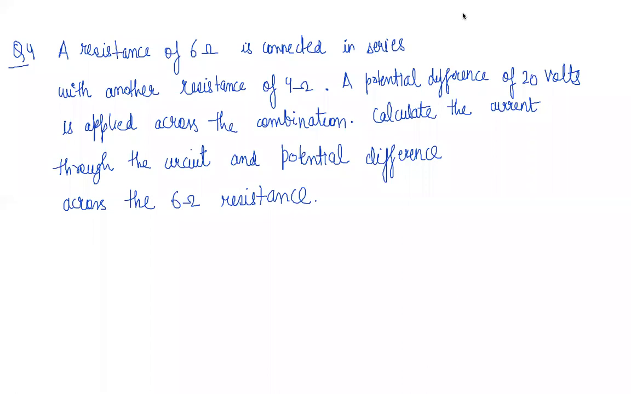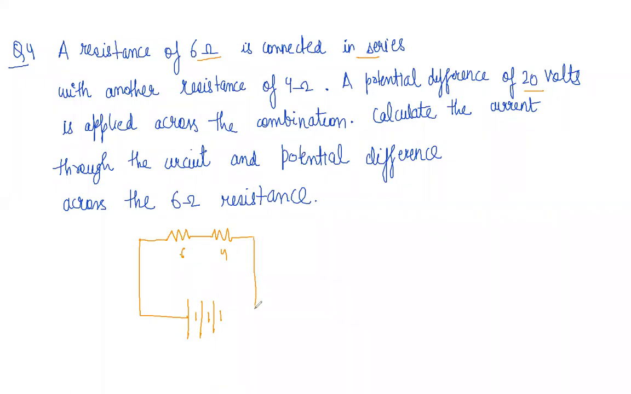See, now I will solve this question. Just see the solution. What is the question saying? A 6 ohm resistance is connected with another resistance of 4 ohm. So there is a 6 ohm resistance and it is connected with 4 ohm. This is 6 ohm, this is 4 ohm resistance. A potential difference of 20 volts is applied, and both are connected in series. That's why I have written in series.